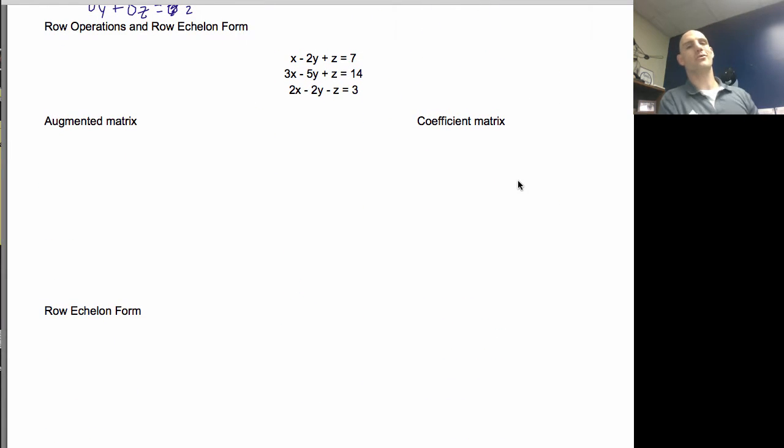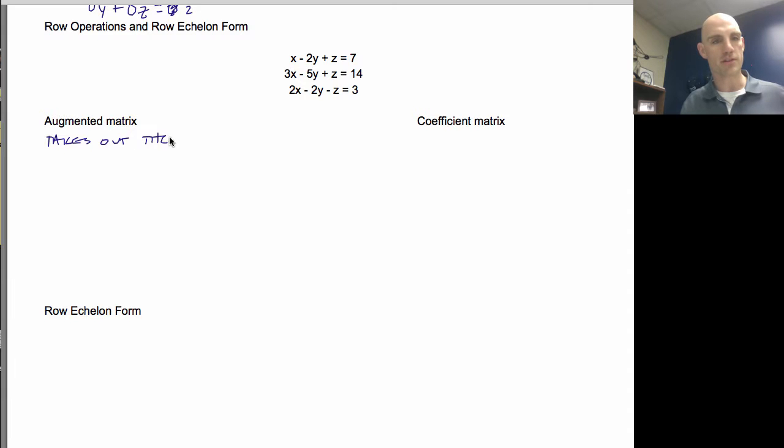Row operations and row echelon form. Row echelon form is a variation of this triangular form. But to do it, we're really going to work with just a part of these equations. Because essentially, are we really working with the variables? No, we're not really working with the variables. We've been working with the coefficients. And so an augmented matrix just takes out the coefficients and answers.